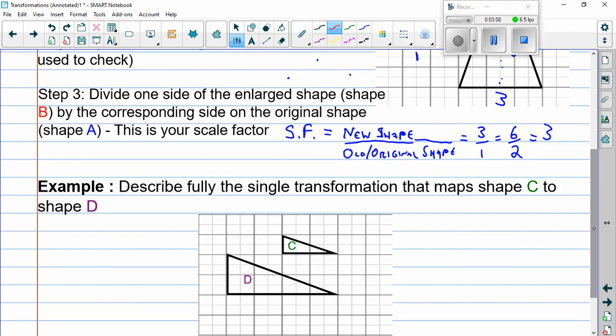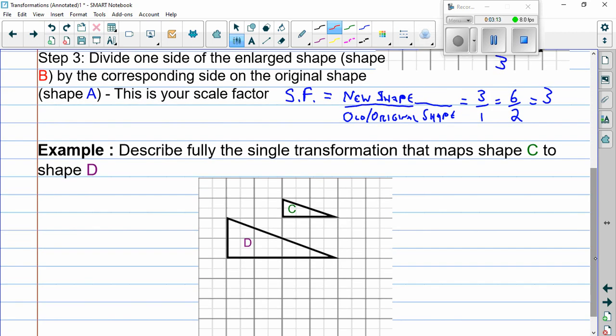So here, we have another example. Describe fully the single transformation that maps C to D. So we are trying to go C to D. That means D is going to be our new, and C will be our old, original, whichever you'd like to call it. I typically change between them when I'm talking. So here, let's label our sides. Down the left side here, we have 2. Here we have 1. Here we have 2. And here we have 4.